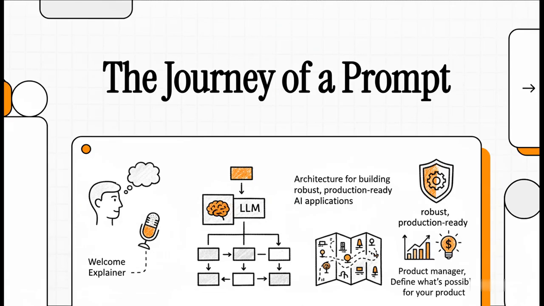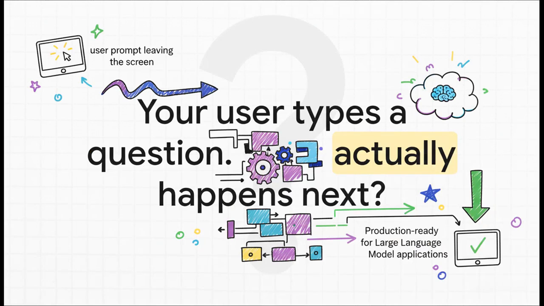Today, we're going to break down the essential blueprint for building a real, production-ready AI application. Now, if you're a product manager, the architectural choices we're about to discuss are going to define everything that's possible for your product. So, let's follow the journey of one single prompt from a user, from the moment they hit enter on their screen all the way to the AI-generated response that comes back. Let's really get into what's happening under the hood.